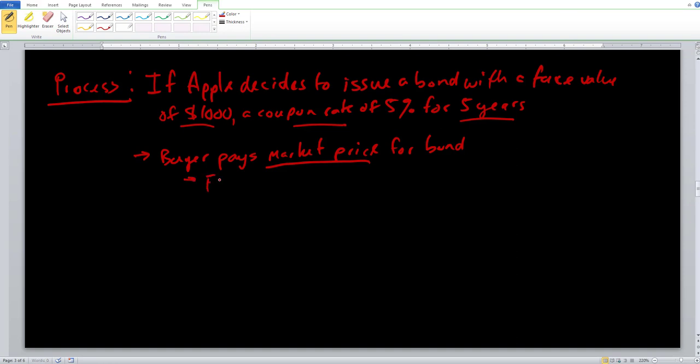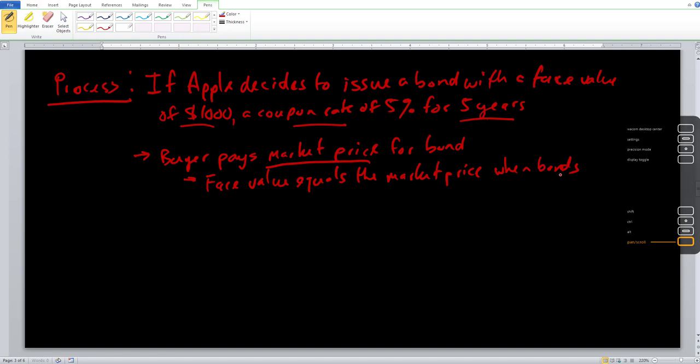So here, the face value equals the market price, when bonds are first issued. So here, this is something to keep in your mind. When you go to Apple, right when the bond is going to be first issued, the face value has to equal the market price when they are issued right then and there. It doesn't always have to be the case in application and reality. There are a whole bunch of other bonds that we can take a look at, but we just want to simplify our analysis right here.